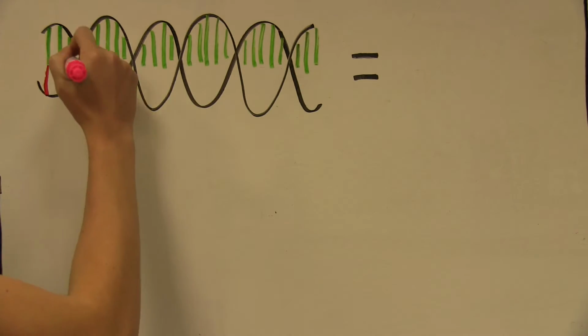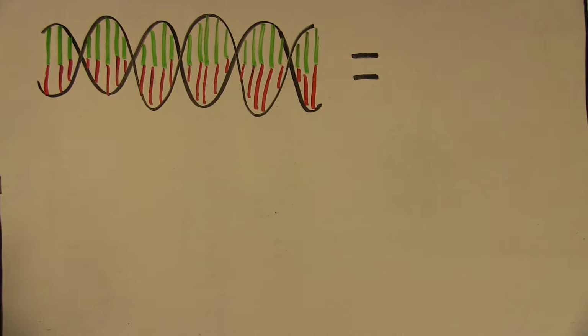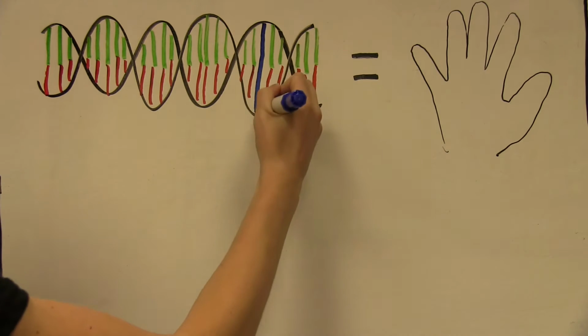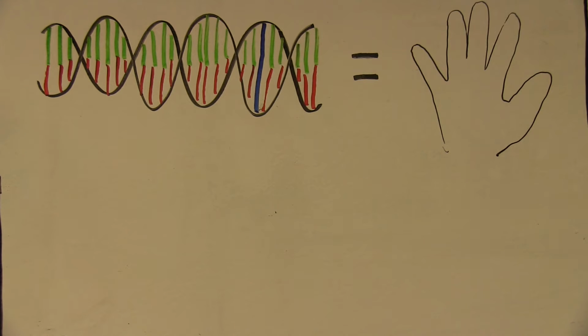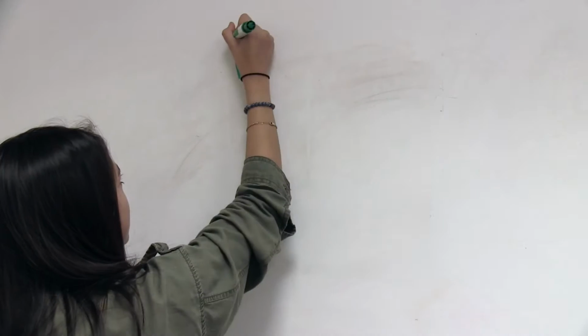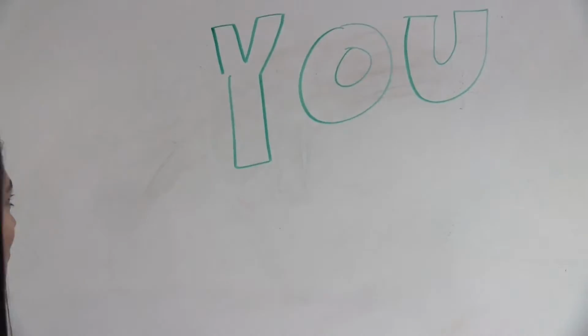As you may already know, your DNA determines everything that happens in your body, and changes in DNA can lead to many different diseases and disorders. For example, adding another nucleotide base pair causes a change in appearance. DNA is what makes you, you.